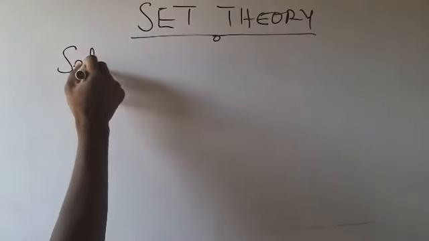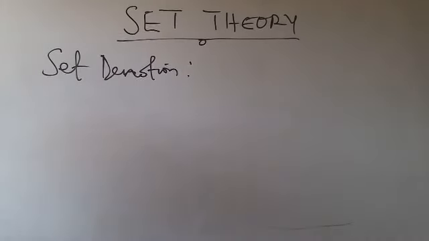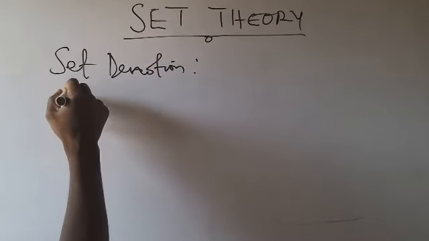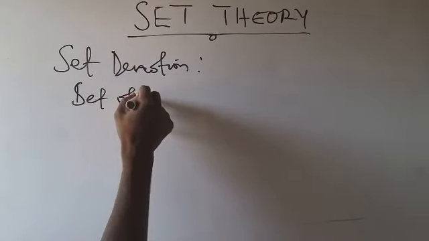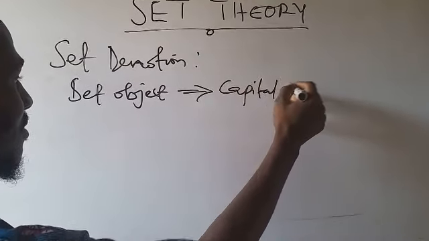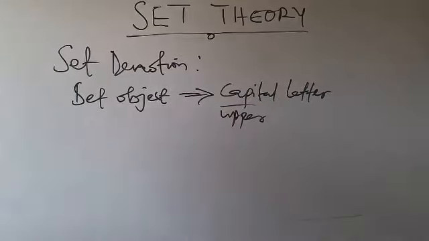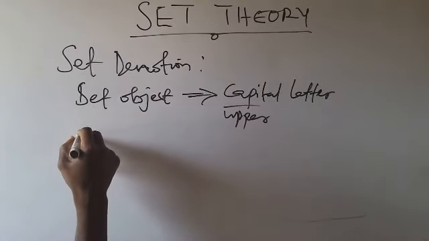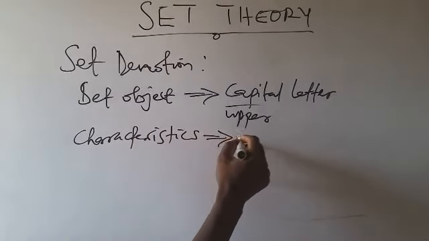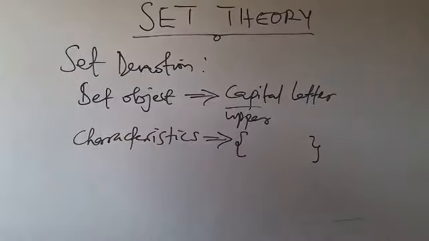So let's quickly look at our set notation. How do you denote a set? So first, you have the object of the set, which is denoted by a capital letter, or an uppercase letter, as the case may be. Then we have the set characteristics, which is denoted by an opening brace and ends by a closing brace.